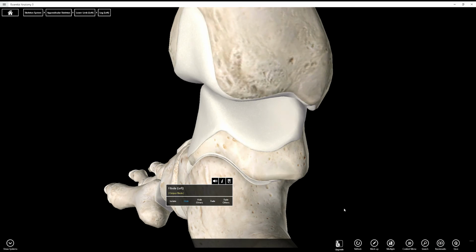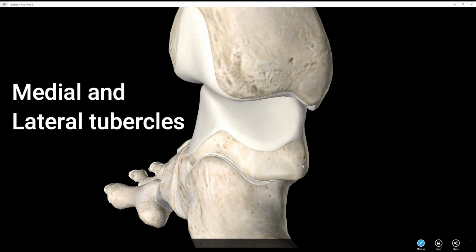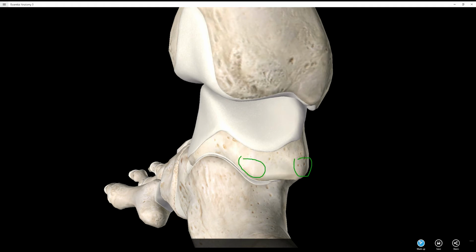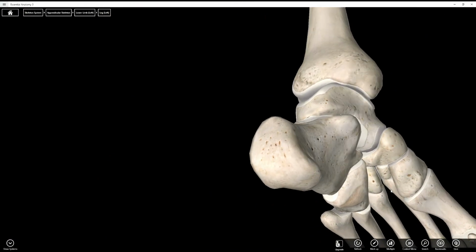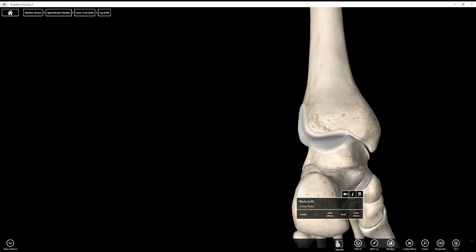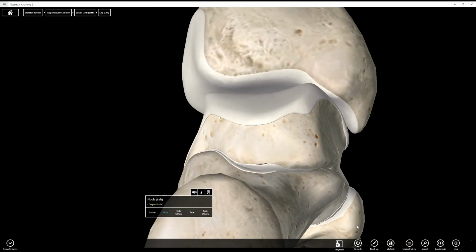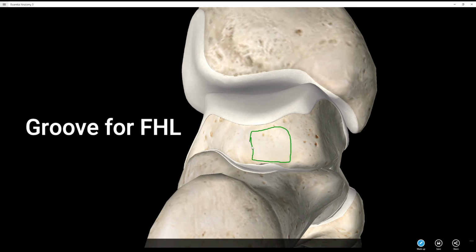Now we have two tubercles on the back here. We have a medial and lateral tubercle. So this would be the medial tubercle, and this would be the lateral. And then it's not incredibly pronounced on the model, unfortunately. But in between those two tubercles is a little groove right here, called the groove for flexor hallucis longus, or groove for FHL.